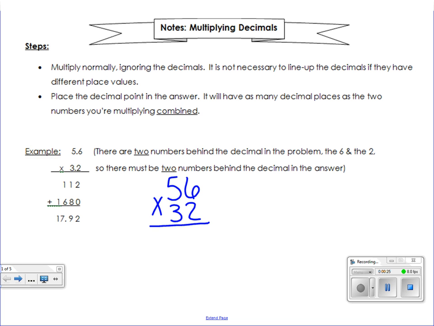Well, when I multiply by my 2, I'm going to end up getting this. Now I've got to multiply by my 3. I can either put a 0 there or I can put an X there. It doesn't matter because it's a placeholder. 3 and 6 is 18, carrying my 1. Now 3 and 5 is 15, plus 1 more is 16.